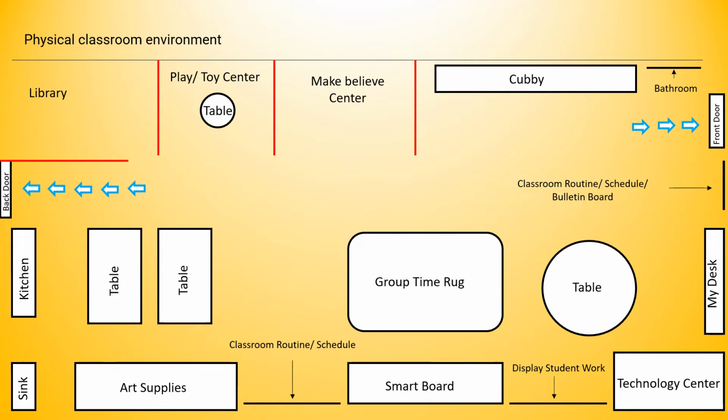I will have a bulletin / classroom routine board, one by the front door so the parents can read it, and one by the smart board where we do group activities so the students can see the schedule as well. And the routine schedule will have pictures displayed on it so my students can have a visual when they look at it. I will also have a library, a play / toy center, a make-believe center, an art area, and a technology center for my students to have many different options throughout the day.